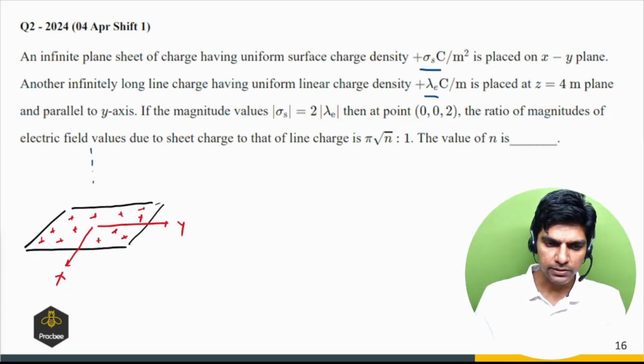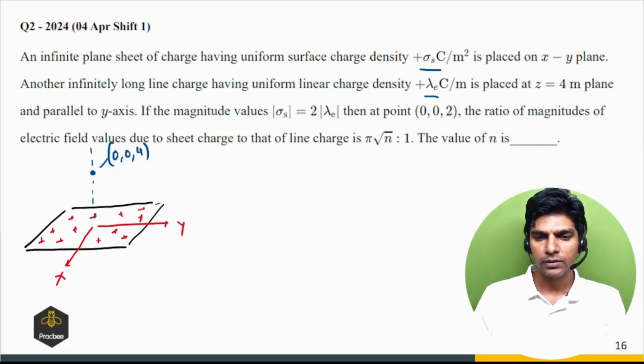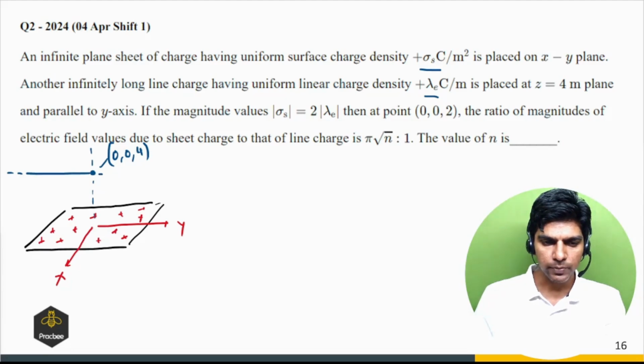If this is the z-axis, then somewhere here is z equals to 4, the point 0, 0, 4 meters, and parallel to the y-axis. So there is an infinite line charge which is parallel to the y-axis. Again, it's a positive charge.